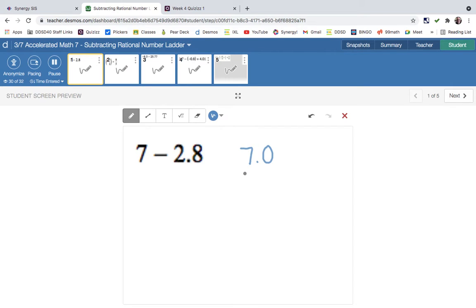So I'm going to subtract 2.8 from 7.0, even though there's not a point here, we can just put a 0.0. So I can't take 8 from 0, so I have to borrow and or rename, however you learn that. 10 minus 8 is 2. 6 minus 2 is 4. So this one is 4.2.